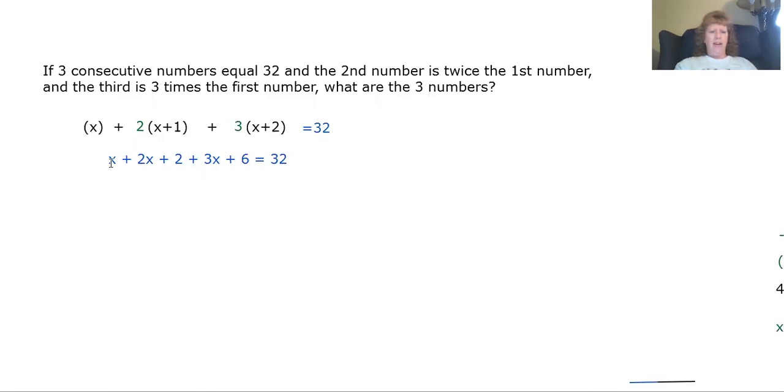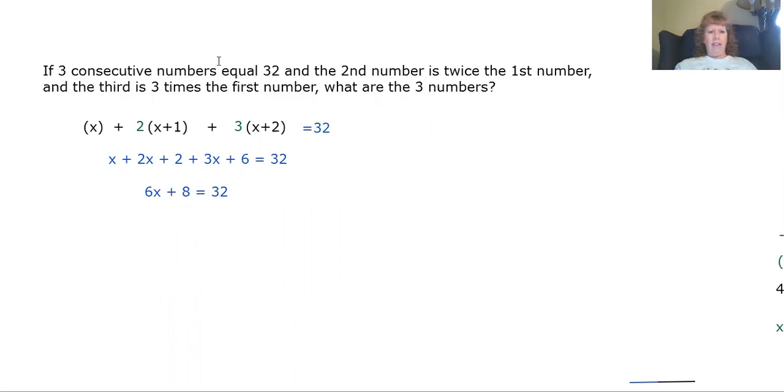So now let's count up the number of x's we have. We've got 1 plus 2 more would be 3, and 3 more would be 6. So we have 6 x's. And let's count up the value of the numbers we have. We have 2 plus 6. So we have a total of 8. And now we have our equation that we're ready to start to work backwards to find x.